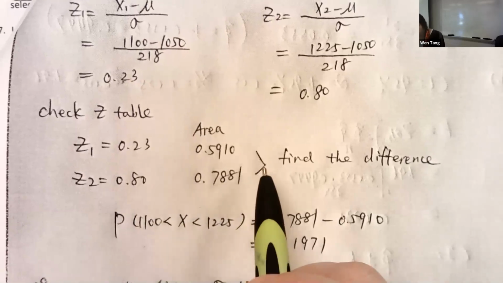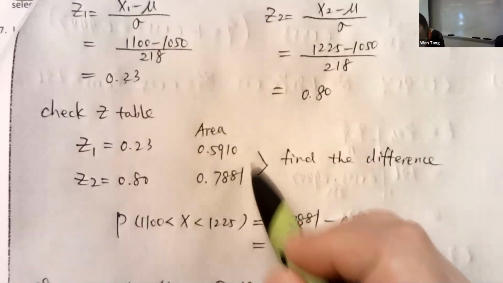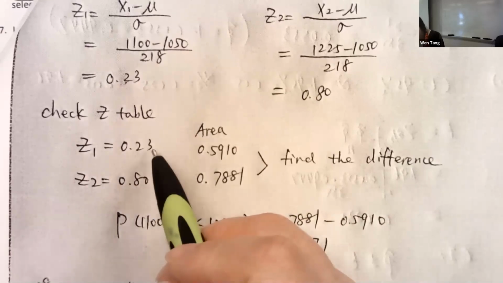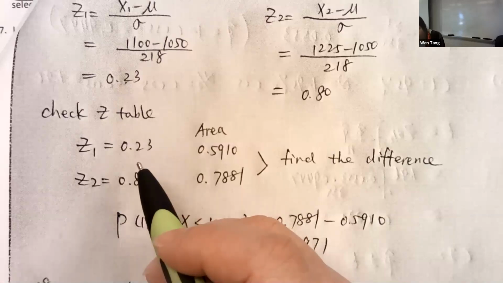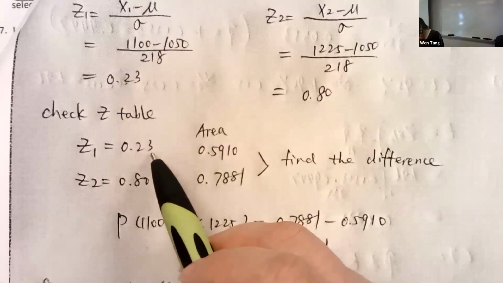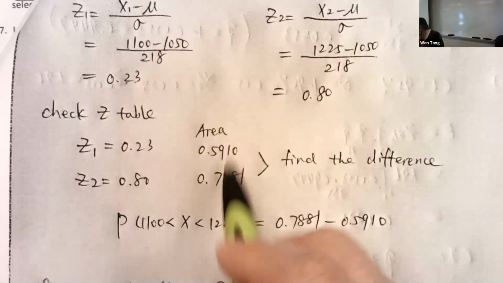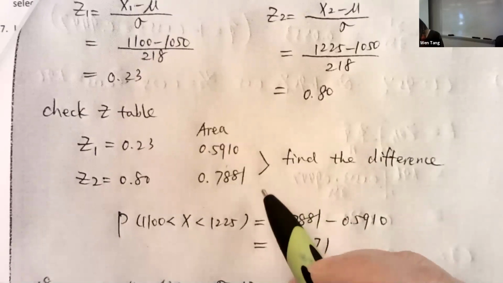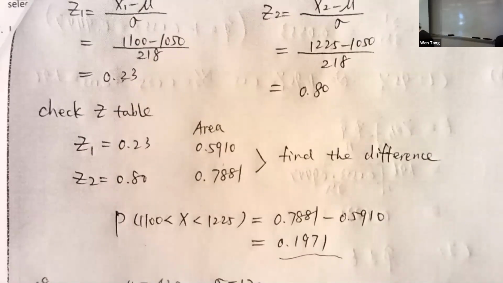After that, we need to find the difference of the two areas. Again, don't use 0.8 minus 0.23 and then check the table for that one. That's totally wrong. That's a common mistake. Again, z1 to find one area, z2 to find another area. After that, find the difference of these two areas. That one is the probability we want to get.